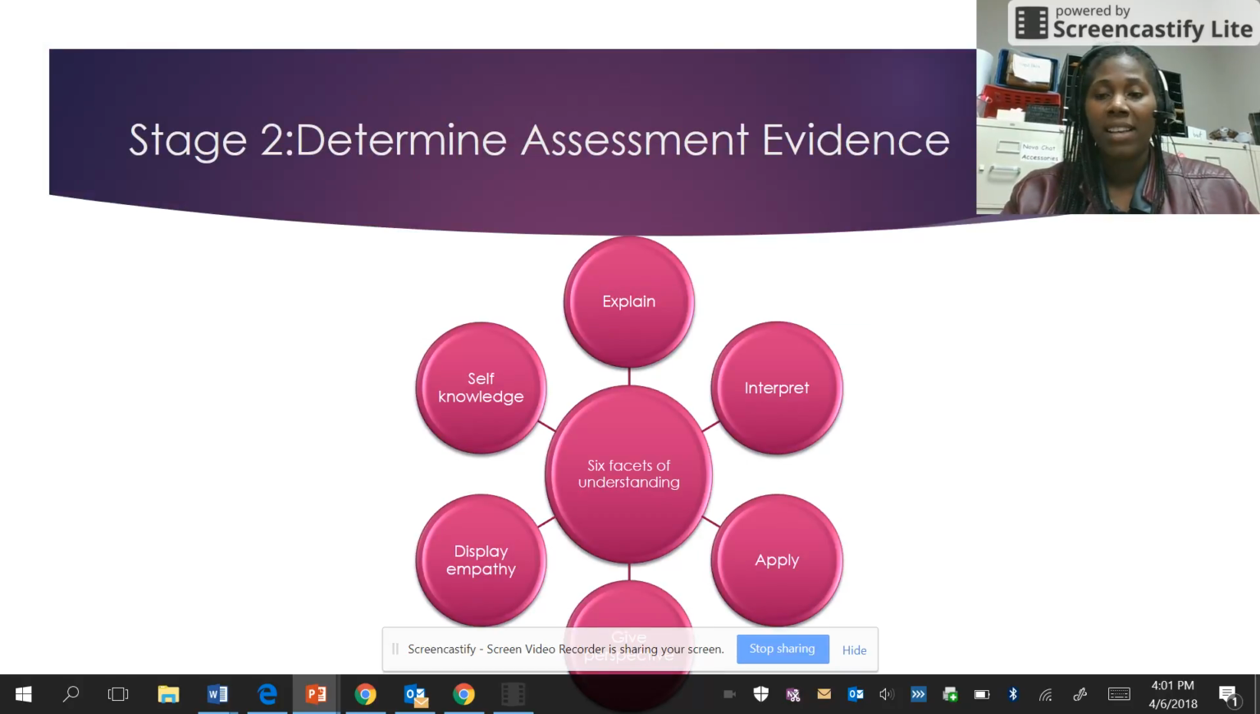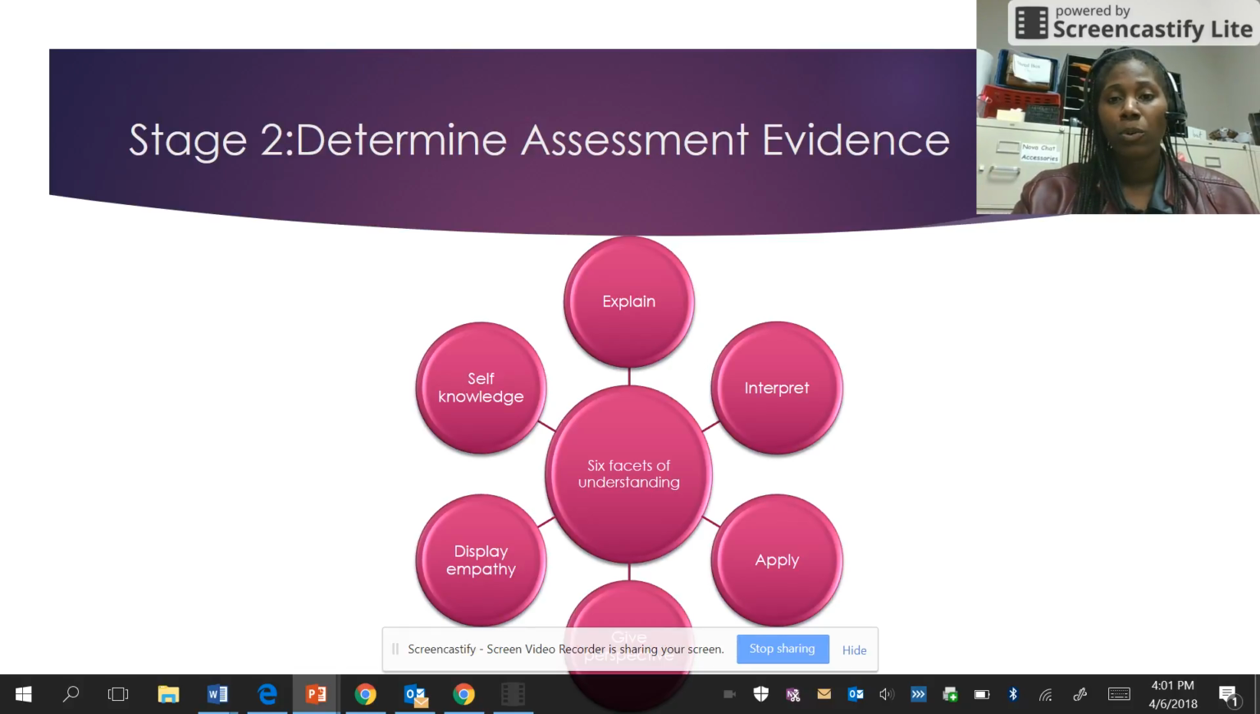There are 6 facets to understanding: explaining, interpreting, applying, giving perspective, displaying empathy, and self-knowledge. So, explaining: the student can simply tell you what they did. They can put it in their own words. Interpreting is that they can show meaning through some type of activity. Maybe they'll draw a picture or tell a story or design some type of model to let you know they understood.